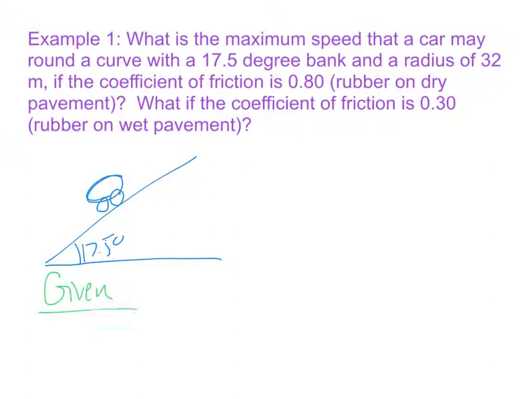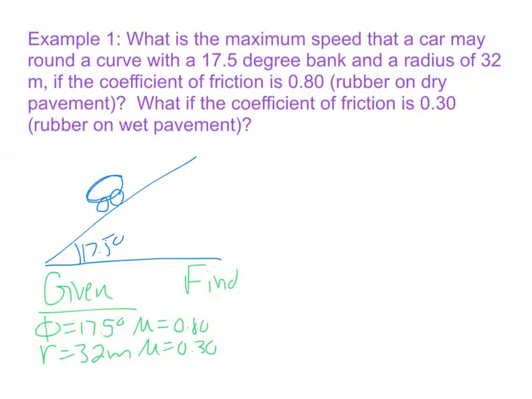Our given information here, it tells us the angle of the bank is 17.5 degrees, so that's my phi. The radius is 32 meters. And then for part 1, it tells us that the coefficient of friction, mu, is 0.80. And then for part 2, mu is 0.30. And both parts are asking us to find maximum speed. So maximum speed, we already know what the equation is, and again, this is something that I will give you.